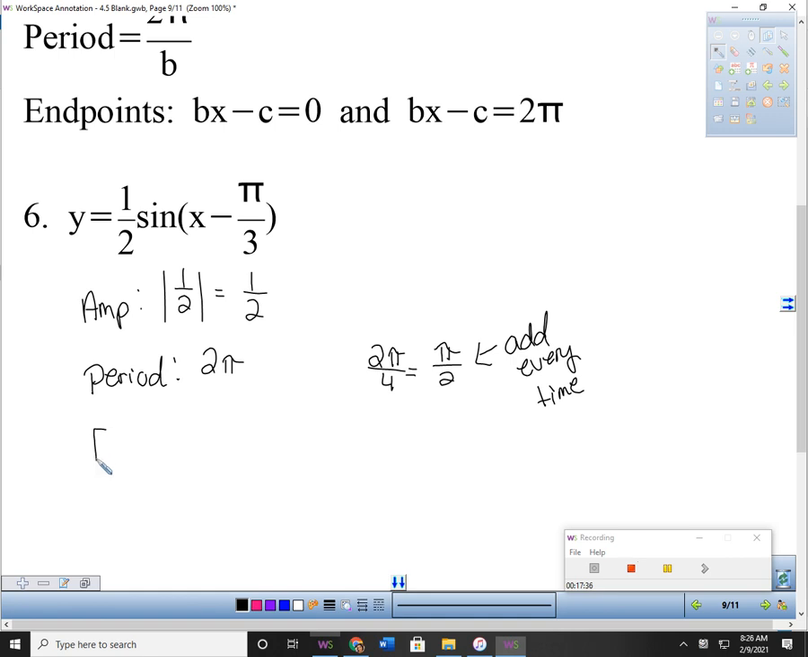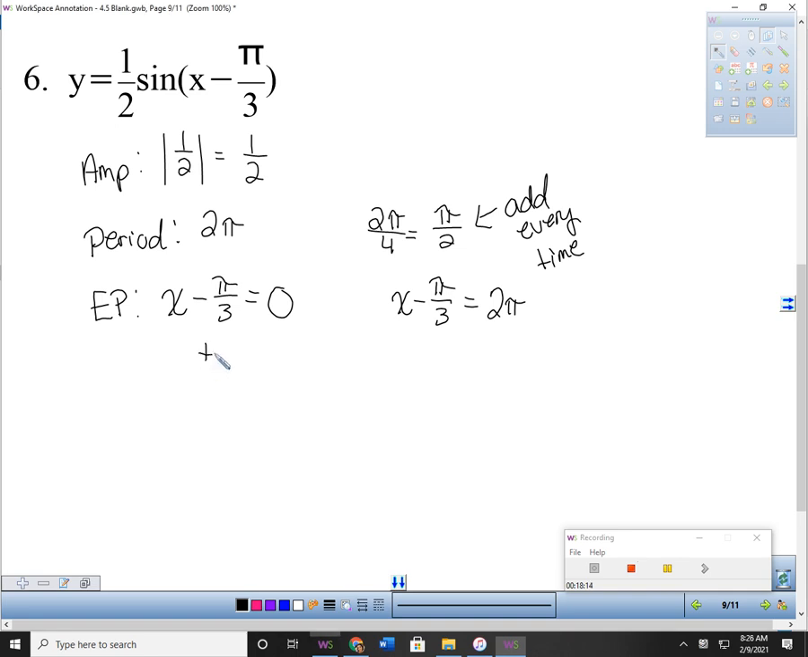Then we have to figure out our end points, because what happened here is I subtracted pi over 3. So that's actually going to shift me left and right. So for my end points, I'm going to take what I'm taking the sine of, which in this case is x minus pi over 3. And I'm going to set it equal to 0 because that's normally where I start, right? And then I'm also going to take it equal to 2 pi because that's normally where I end. So I have x minus pi over 3 is equal to 2 pi.